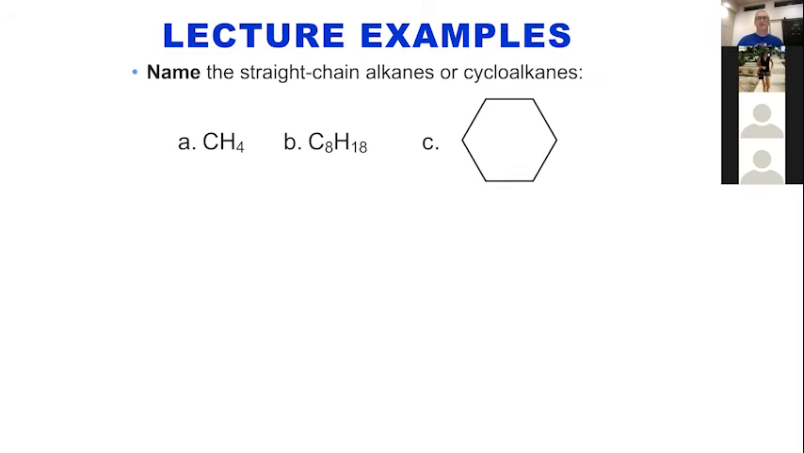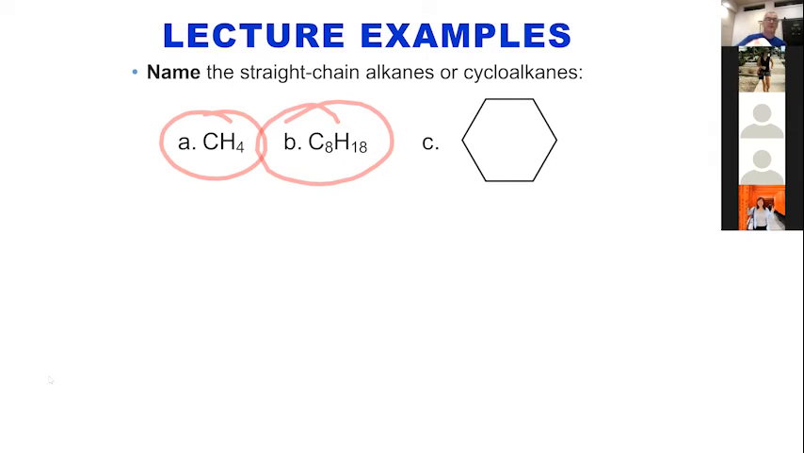So here we've got some straight up alkanes, without any substitution. What do we call this one? Methane. That's just good old methane. And what do we call this one? Octane. Now notice you can always tell an alkane because it will have the formula CnH2n+2.